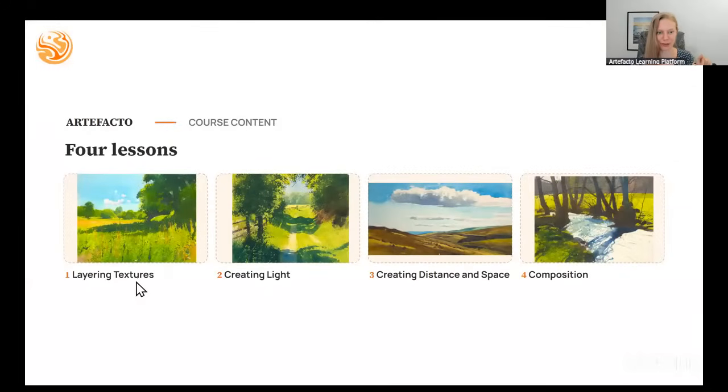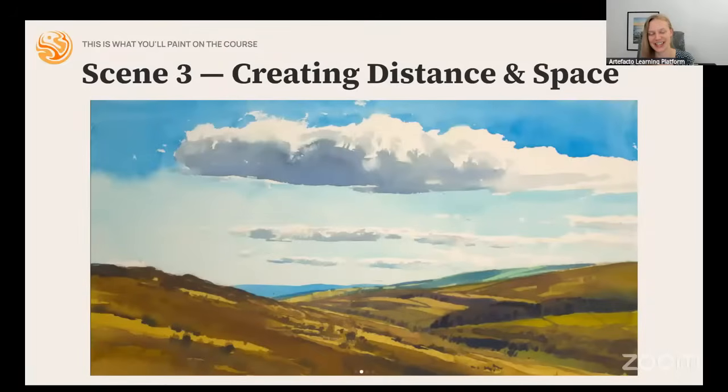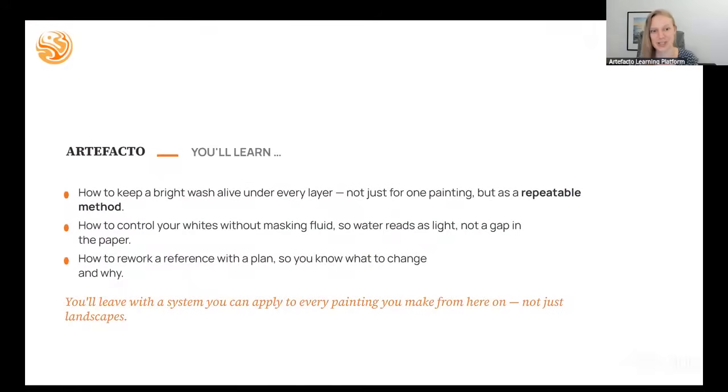So here's an overview of layering textures, creating light, creating distance and space, and composition, the entire thing we have here. The first one, scene 1, scene 2, scene 3, and scene 4. And the courses that Artefacto create are built around the principle of understanding why something works, not just how to copy it, but understanding the principles so that you get more and more empowered and have more tools to choose from so that you can paint what you want to paint and express what you want to express.